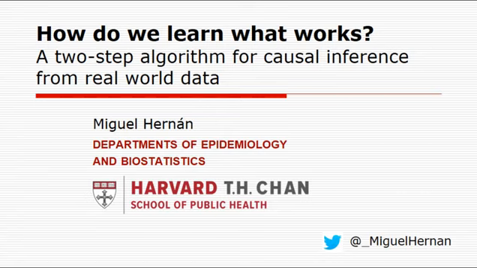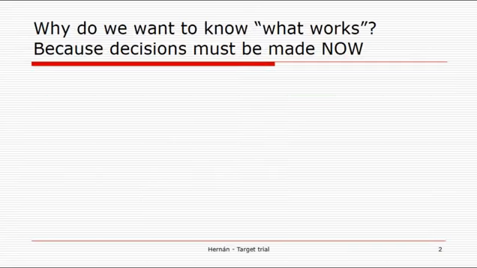So I'm going to be talking about causal inference and more specifically about how do we learn what works, because that is what I do, that's what the people that I work with do. So I'm going to present a two-step algorithm for causal inference that some of you may know already, but it's really important for the health sciences and for the social sciences.